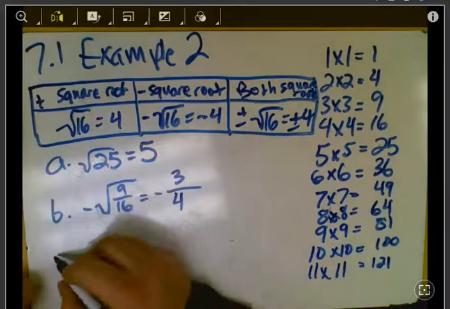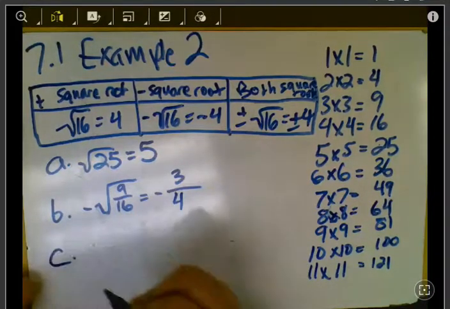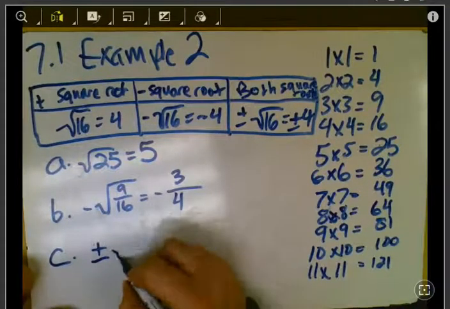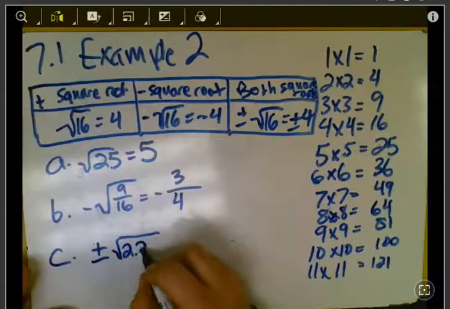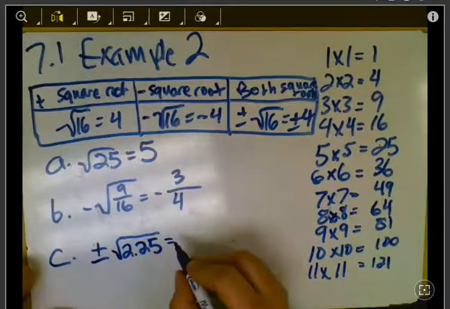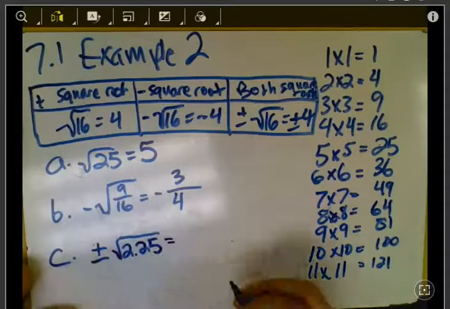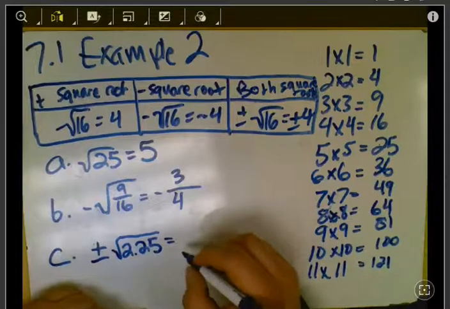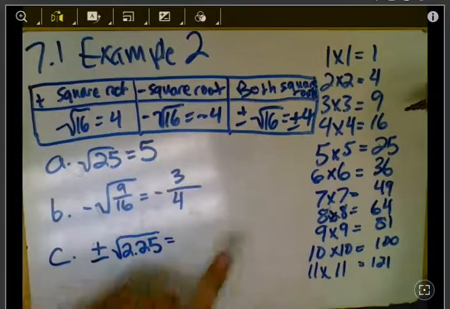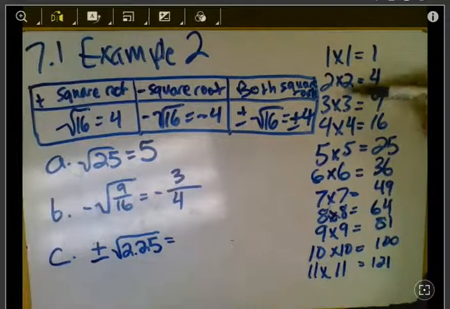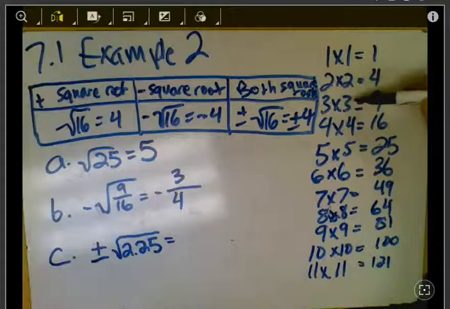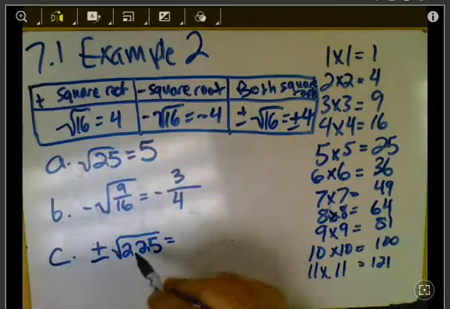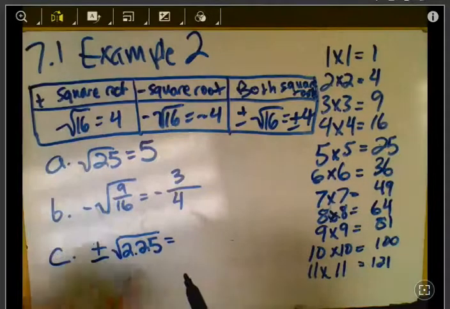And then we have to do C. C is plus or minus the square root of 2.25. So that means we need to write both the positive and negative answer for the square root of 2.25. Since 2.25 isn't a perfect square up here with our whole numbers, we need to make an educated guess on what number you can multiply by itself to get this.